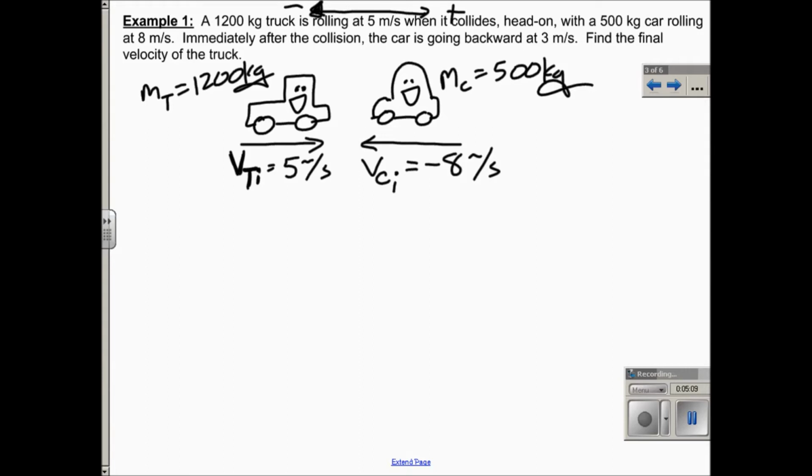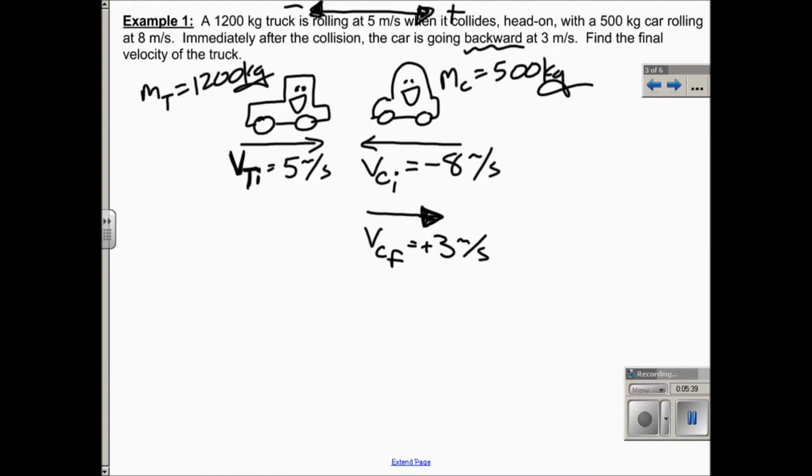Immediately after the collision, the car is going backwards. So the car is going to get forced back this way. So here's the velocity of the car final, meaning after the collision. It's 3 meters a second. And you got to be careful here. A lot of people look at this and they see the word backwards and they think, oh, it's got to be negative. But based on my drawing, backwards is actually in a positive direction, right? Because it's going to the right. And right is positive, right? So that's actually positive 3 meters a second.